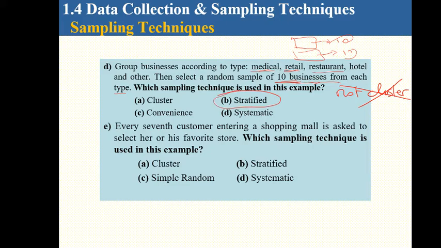Now, every 7th customer entering the shopping mall is asked to select. Here you have the first one, then every 7th, this is the 8th, then 15. So as you see, this will be systematic sampling, or systematic random sampling.